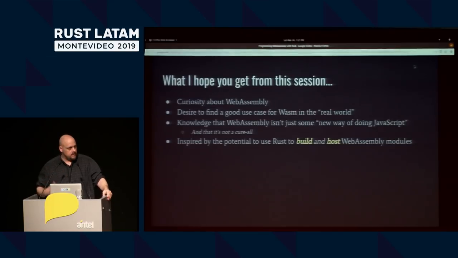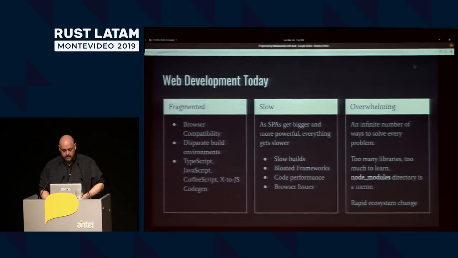And again, a lot of this comes from me being a back-end guy, but I want to focus on the idea that WebAssembly isn't just a brand new way of doing JavaScript. It isn't a JavaScript compiler or just another fancy flavor of TypeScript. And I personally think calling it WebAssembly and having the web name in front of it is doing the technology a disservice. And again, hopefully you'll come away from this trying to find ways to build WebAssembly modules in Rust and even host them in Rust.